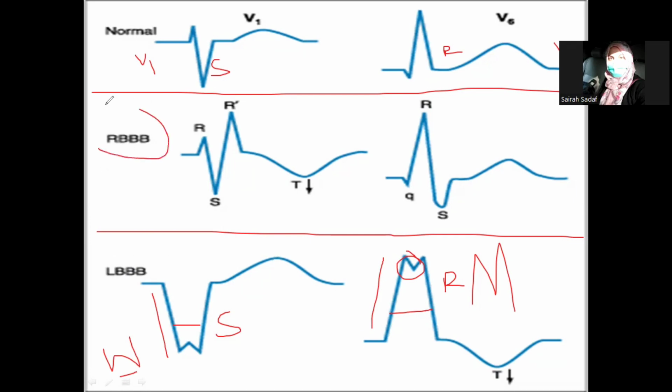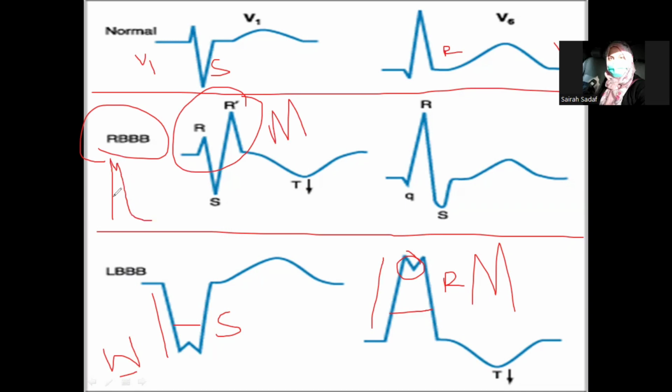While in case of right bundle branch block, as we all know, there should be a normal S wave, but in case of RBBB, there will be a prominent R wave, or sometimes there are two R waves, giving it a shape of M. Or you can say a little slurring of the QRS complex.